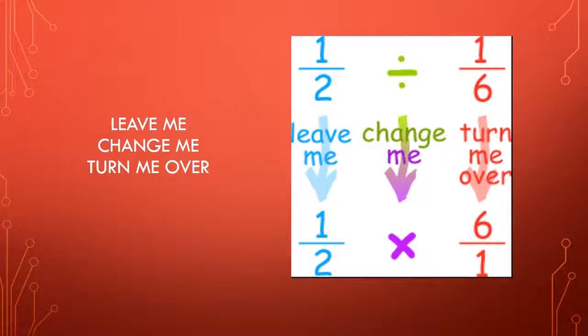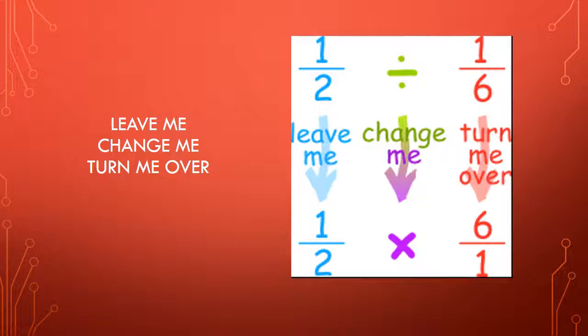All right, so the first thing I want you to do is repeat after me. Leave me, change me, turn me over. Those are the only three steps you need to remember in order to be able to divide fractions. If you leave me, change me, and turn me over, you'll be able to easily divide fractions because after you do those three steps, it's exactly the same as multiplying fractions.